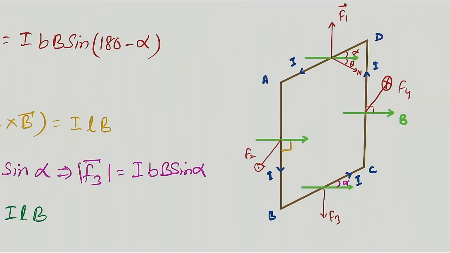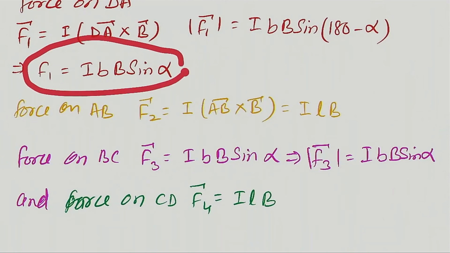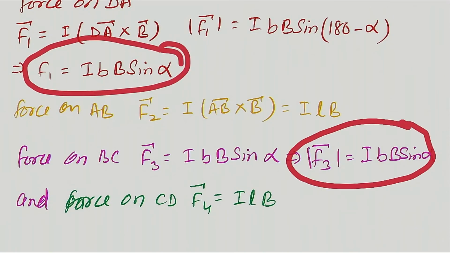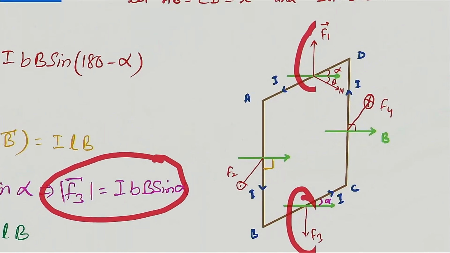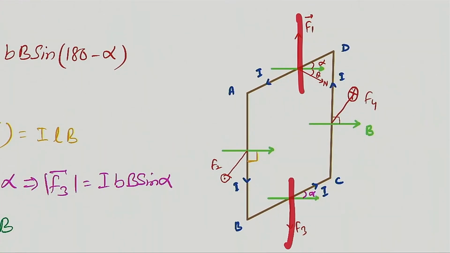From this diagram, it is clear that F1 and F3 are equal in magnitude. You can see it here. F1 and F3 are equal in magnitude, but they have opposite directions. F1 is in the upward direction and F3 is in the downward direction. So these are two vectors in opposite directions. These are equal also, so they will cancel out each other.